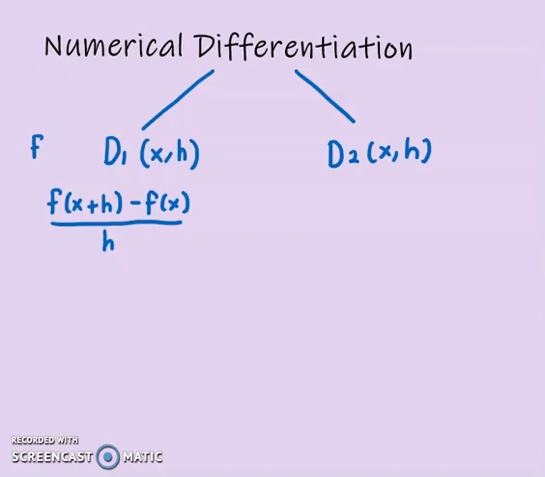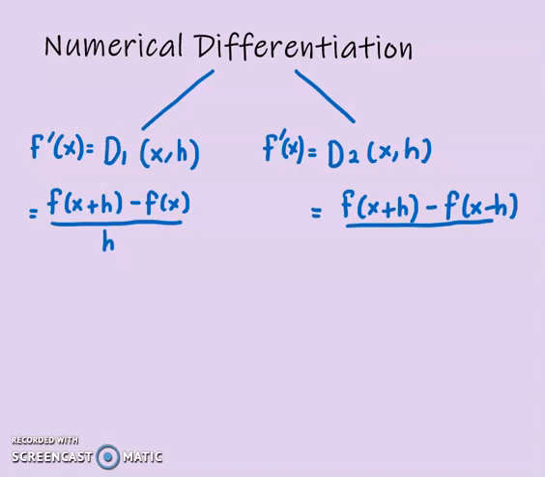In other words, this is equal to that, which is equal to this one. Now similarly, you can also find f prime x by using the D2 formula given as f(x+h) minus f(x-h) divided by 2h. Okay, so we have two different approximation methods that can be used to find the derivative.